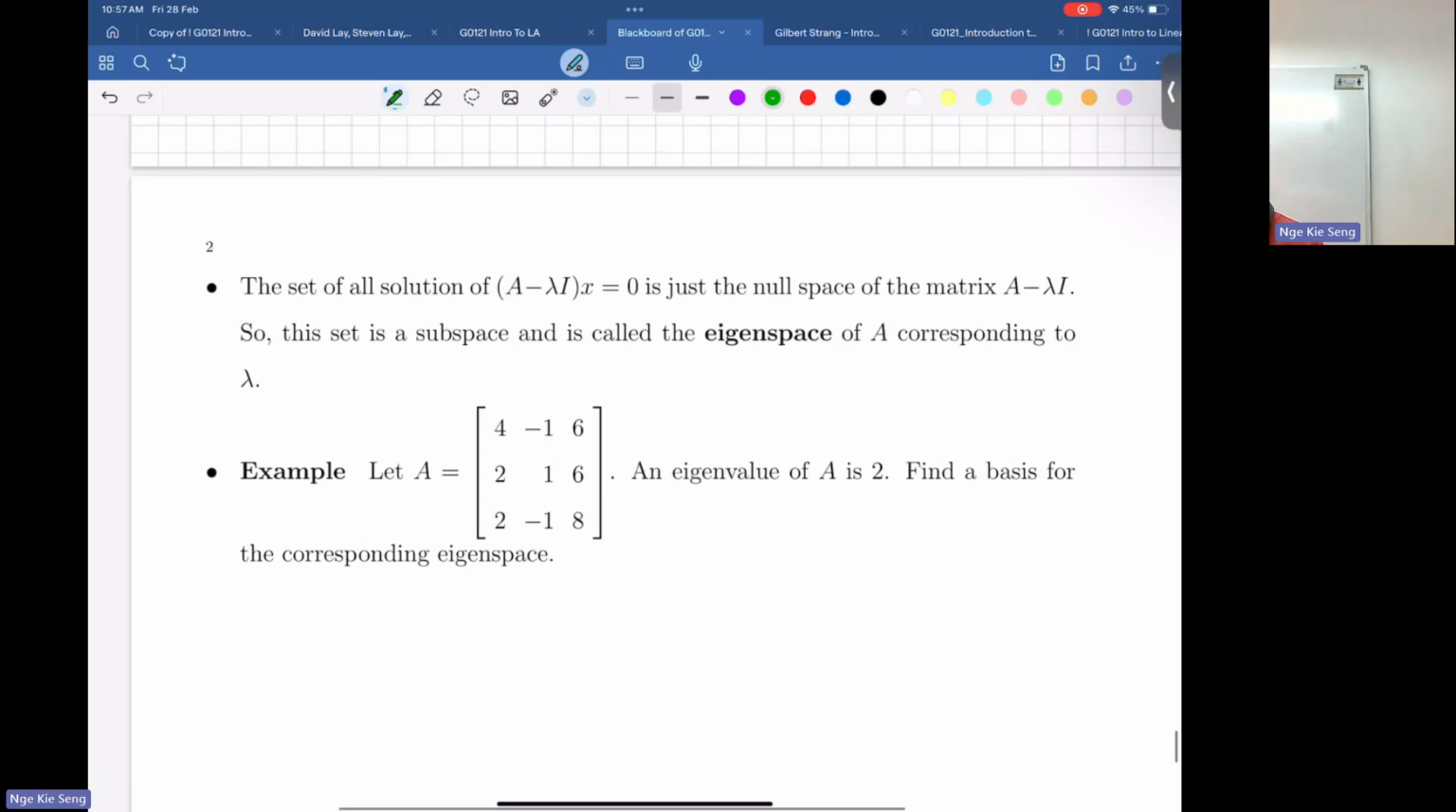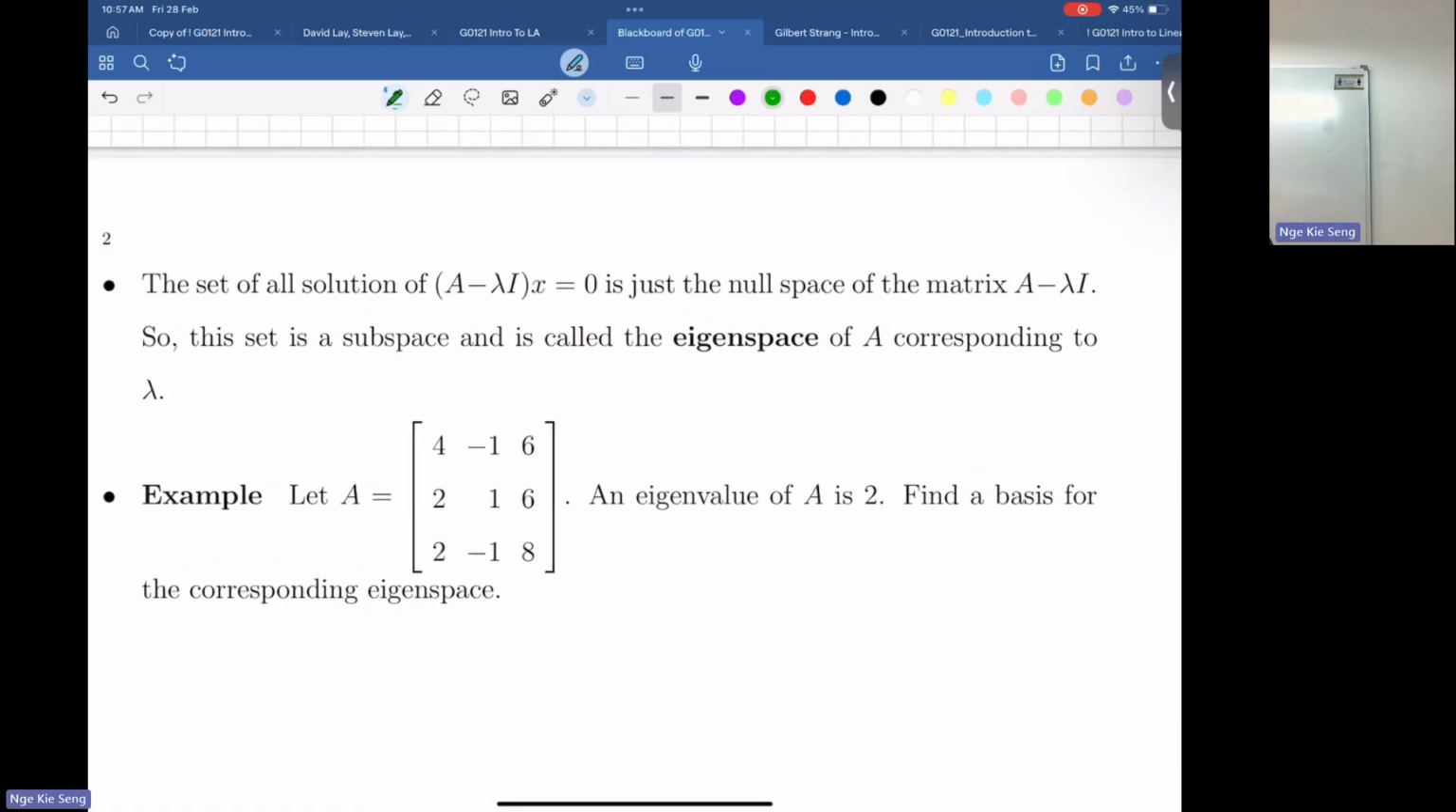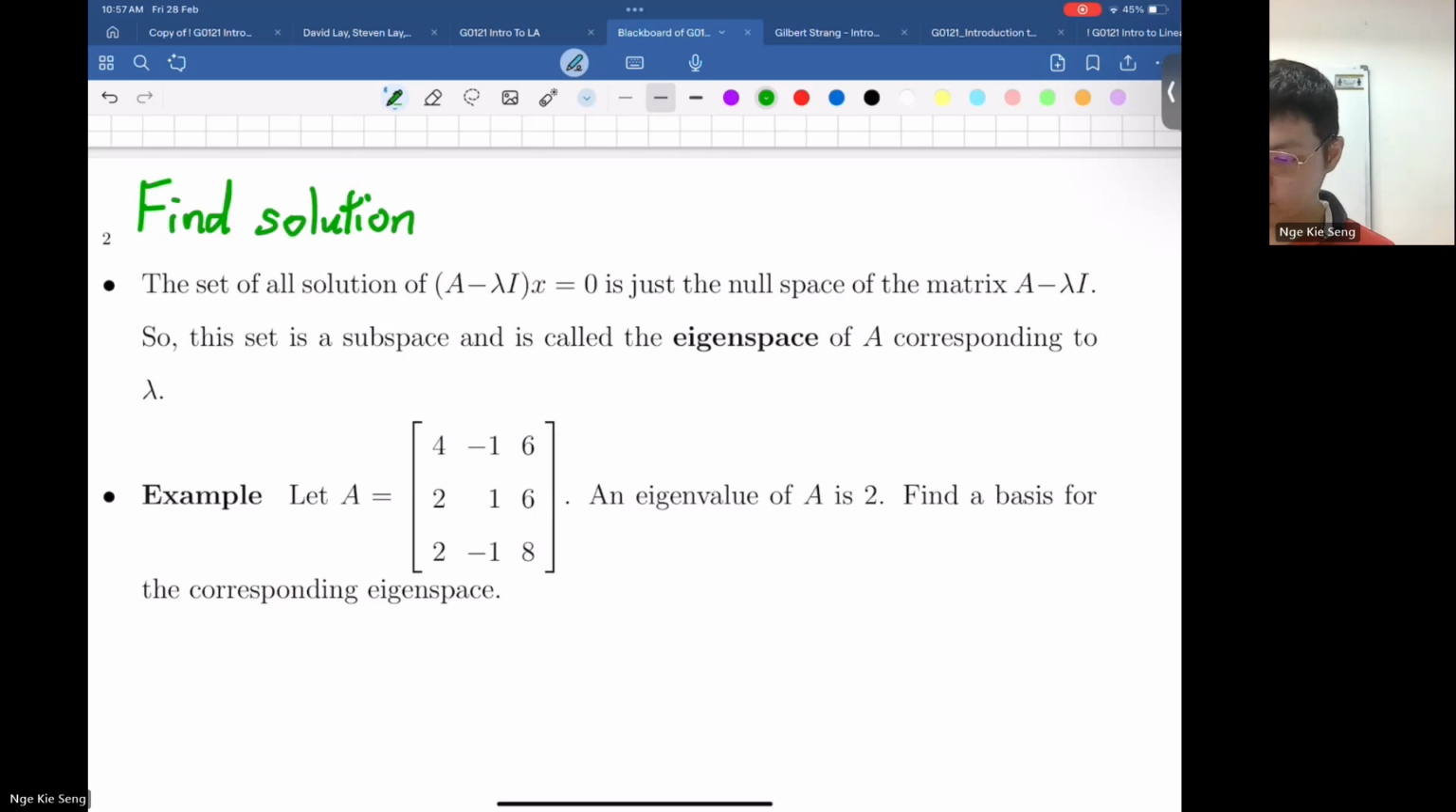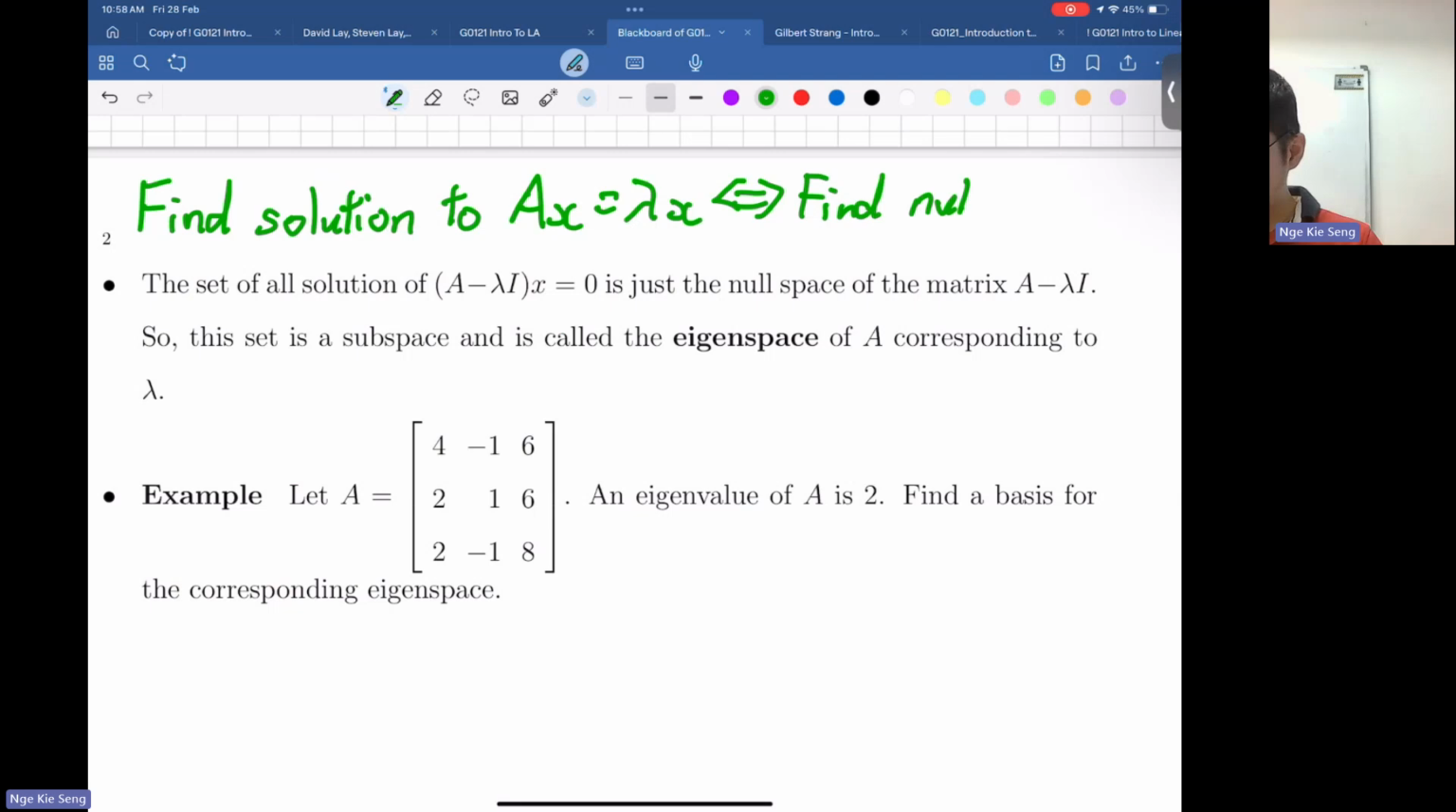Okay, let's continue. All right, so what we can conclude here is the set of all solutions of A minus lambda I times x equal to 0 is just the null space of the matrix A minus lambda I. So the question of finding solutions to Ax equals lambda x becomes a question about finding the null space. Have we learned null space yet? We learned null space, right? Yeah, we learned null space. Okay. Finding the null space now.